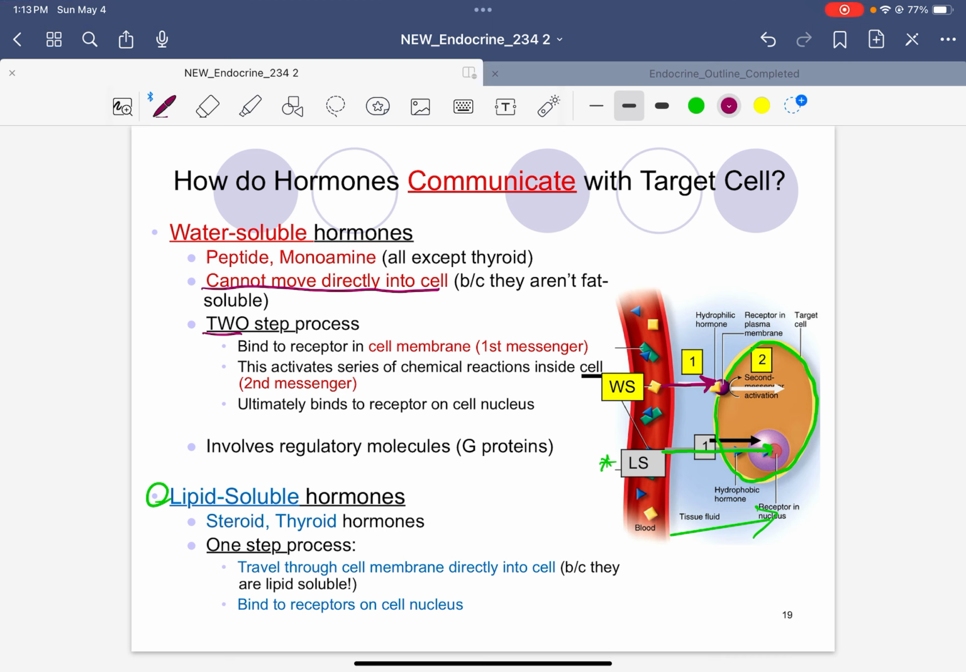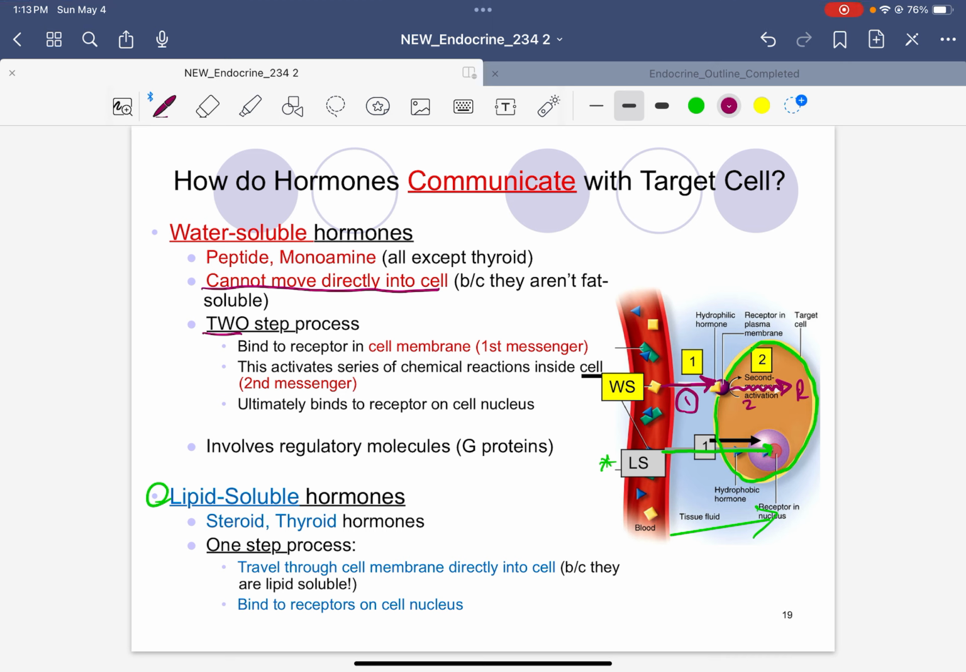But then that activates a series of chemical reactions inside the cell. That's the second messenger. So we have the first messenger, which is when the water-soluble hormone binds to the receptor in the cell membrane. And then the second messenger is when that first binding puts into action a series of chemical reactions that will ultimately cause the message from the hormone to bind to a receptor inside the nucleus.